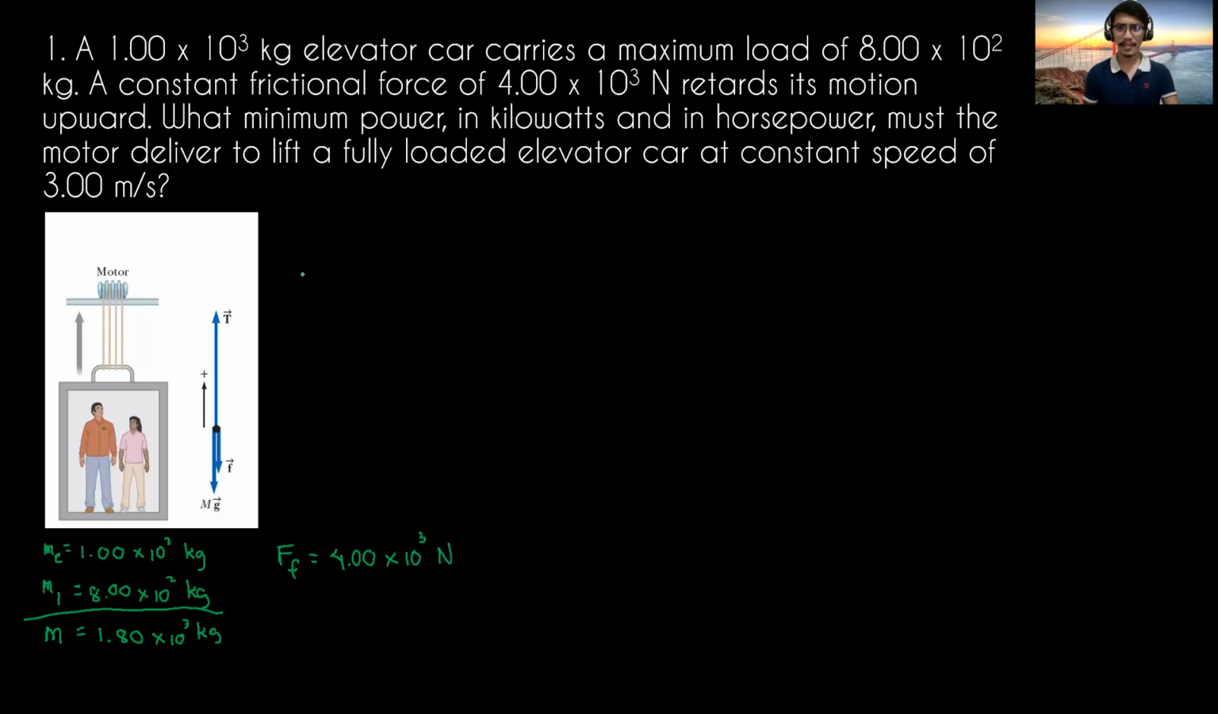Now, ano pa yung given natin dito? What minimum power in kilowatts and horsepower must the motor deliver to lift the fully loaded car at a constant speed? So that means our elevator is moving at a constant speed of 3.00 meters per second. Ayun. Okay, so let us identify what is being required in this problem. What minimum power? Unknown is power. Take note of that, ha? Yun ang pinaka-importante. We are going to identify what is the unknown in the problem, and that is power.